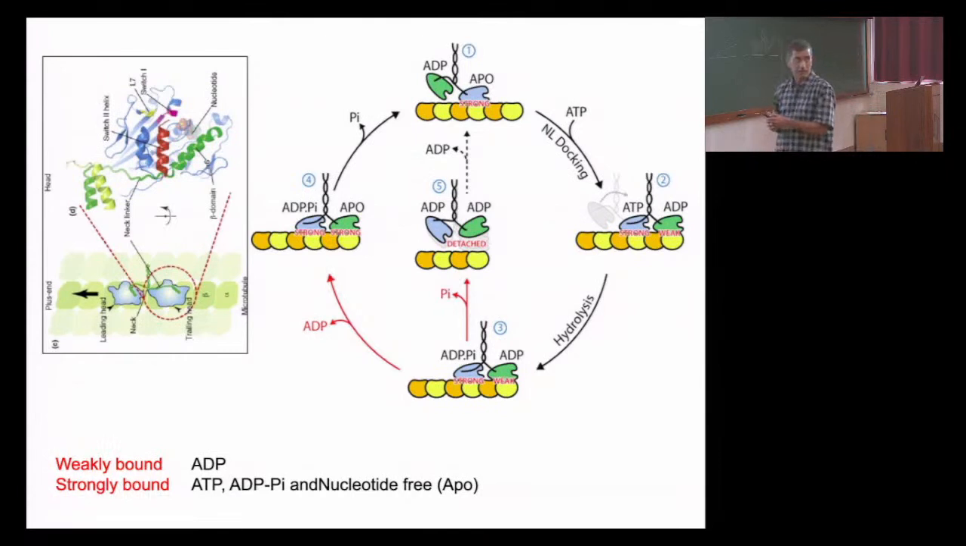It is strongly bound, yes. This is for this motor. It need not be true for all motors. And ADP is also strongly bound. Okay, and then when you release the phosphate from here eventually, you will go to a weakly bound state where this leg will come off.